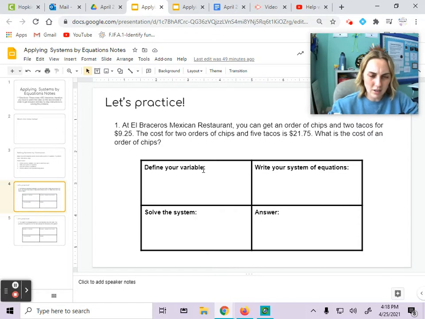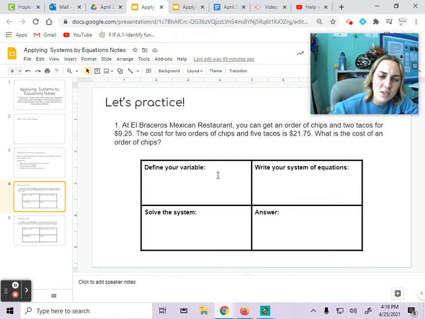But let's go ahead and solve this first one. So it says at El Bracero's Mexican restaurant, you can get an order of chips and 2 tacos for $9.25. The cost of 2 orders of chips and 5 tacos is $21.75. What is the cost of an order of chips?